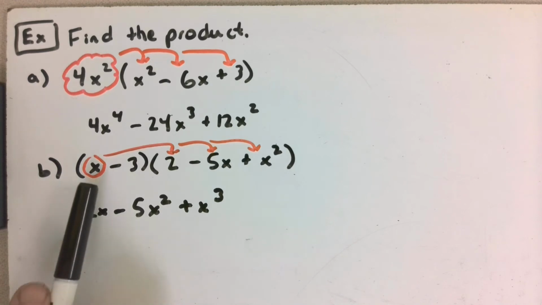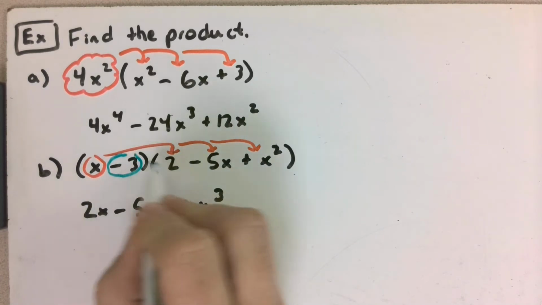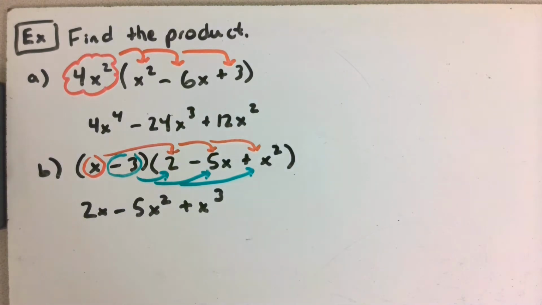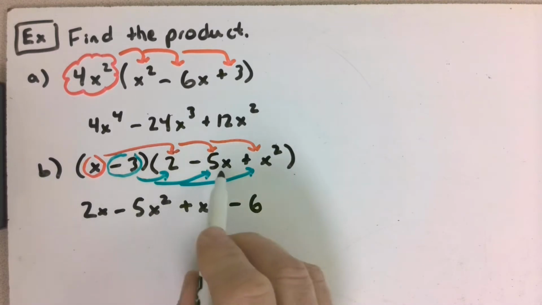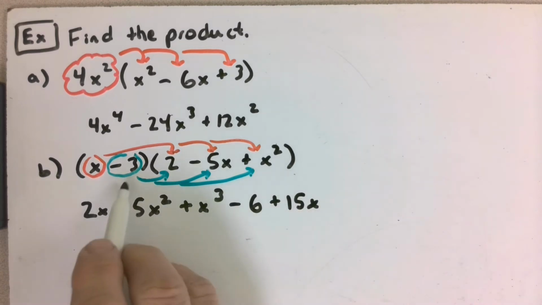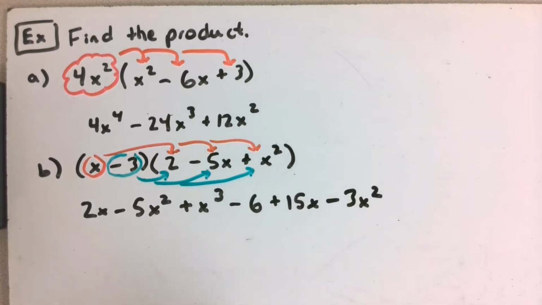Now that we're done distributing the x in, we're going to move to the next term, and we will take this negative 3 that's here, and using the distributive property, multiply that by all three of the terms in the trinomial. Negative 3 times 2 is negative 6. Negative 3 times negative 5x is a positive 15x. And negative 3 times x squared is a minus 3x squared.